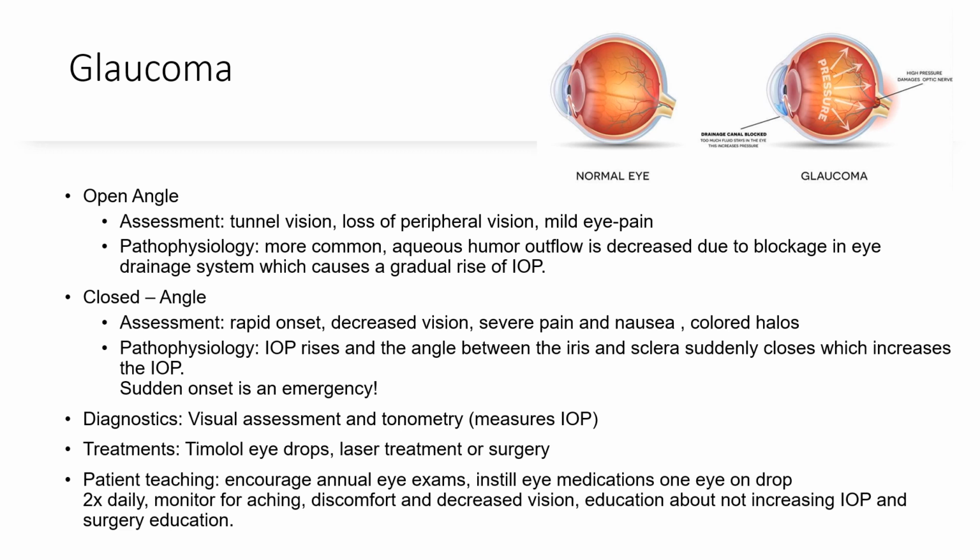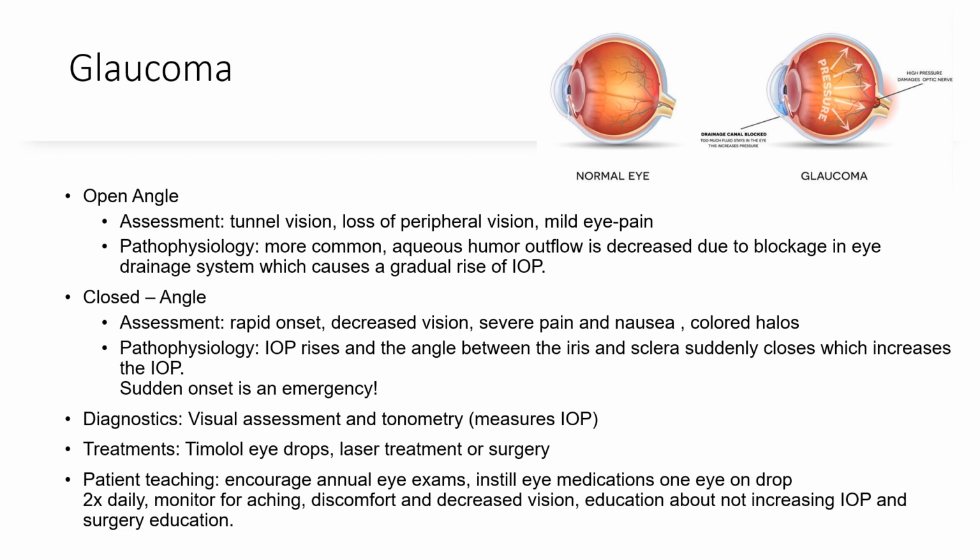There are several different types. We're going to cover open and closed. So open or primary angle: this is going to be tunnel vision, loss of peripheral vision, mild eye pain. This is gradual. Pathology: this is more common. Aqueous humor outflow decreases due to a blockage in the eye drainage system, which causes a gradual rise in intraocular pressure. The normal IOP is 12 to 22, so this is going to be an IOP greater than 22.